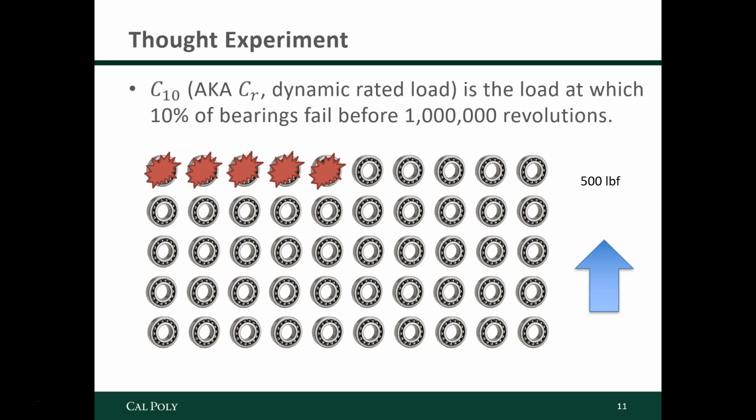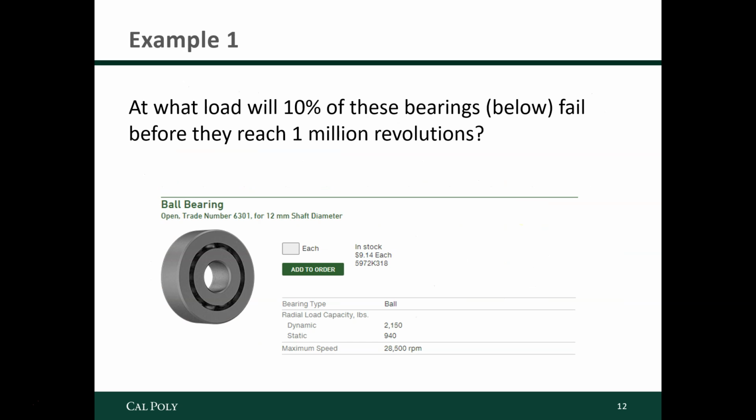So C10, 10 referring to 10%, is also known as the CR or rated C, the dynamic rated load. It is the load at which 10% of the bearings fail before reaching 1 million revolutions. And so our 500 pounds force for this bearing, that is our C10. Okay, so let's answer an example problem.